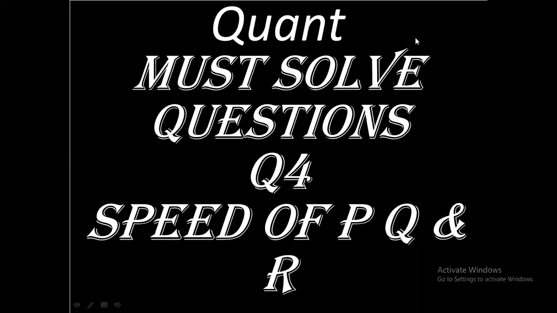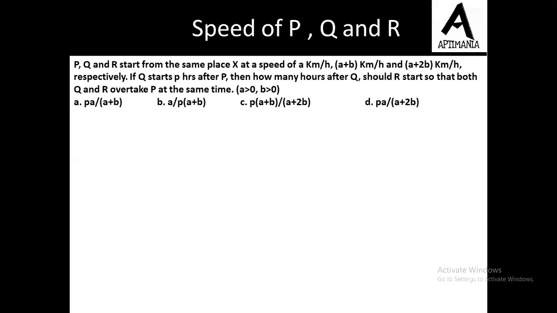Hello, in this video, we are going to discuss a question based on time, speed and distance. The question is, P, Q and R start from the same place X at a speed of A km per hour, A plus B km per hour and A plus 2B km per hour, respectively. If Q starts P hours after P, then after how many hours after Q should R start so that both Q and R overtake P at the same time? The condition given to us is that A is greater than 0 and B is also greater than 0.